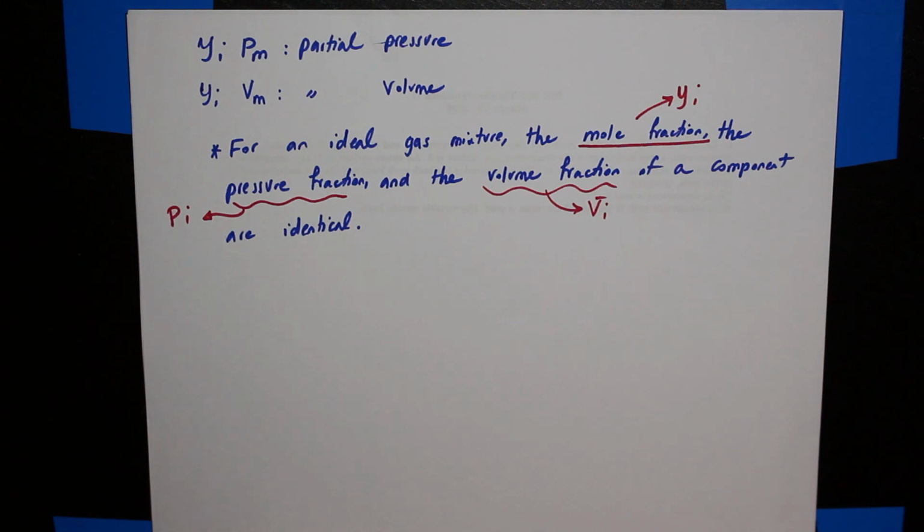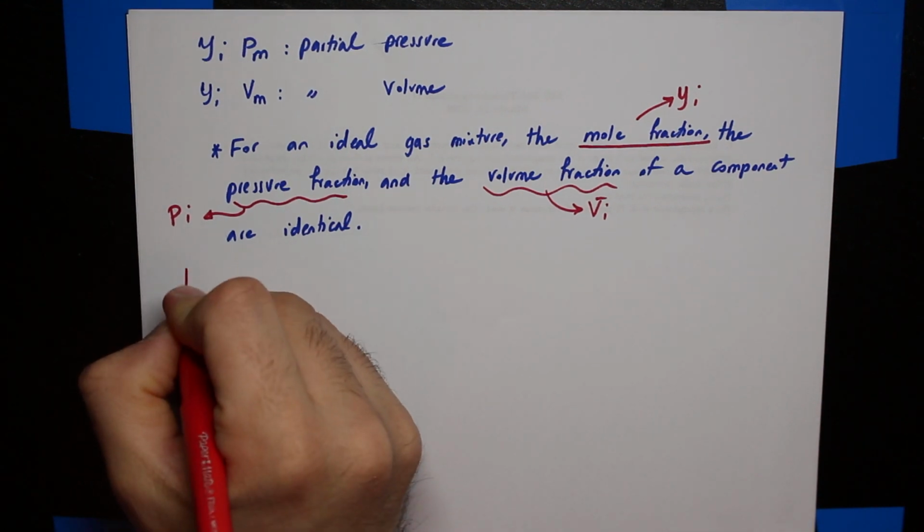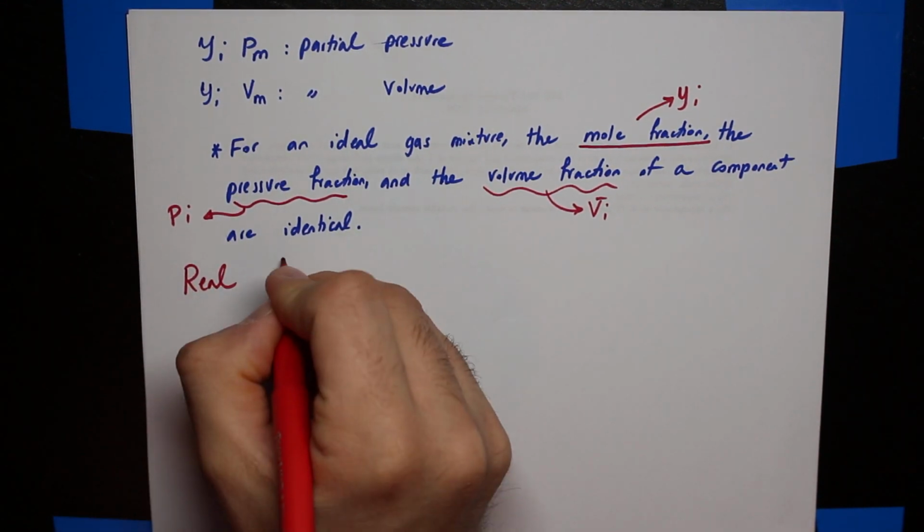So that was for the case that the components were behaving as an ideal gas, and also the mixture was behaving as an ideal gas. But the question is, what if we are dealing with real gas? How about the real gas mixtures? So that will be the title.